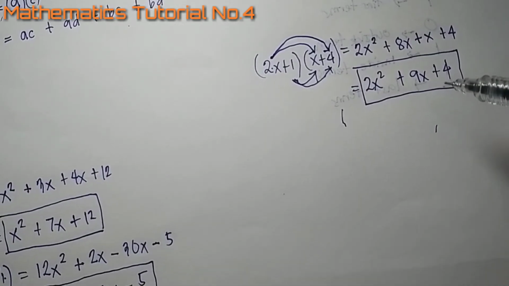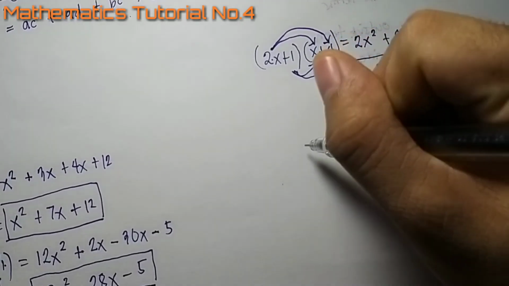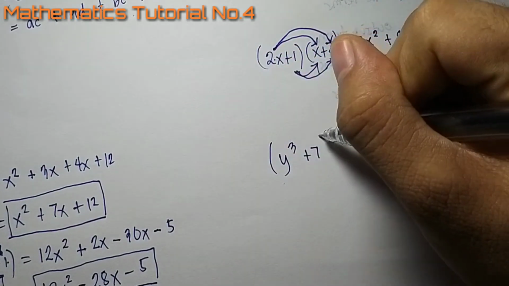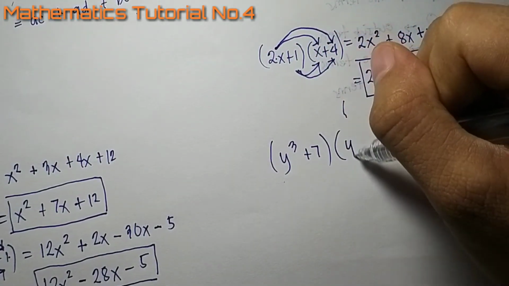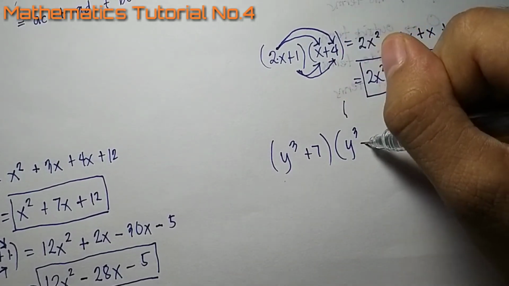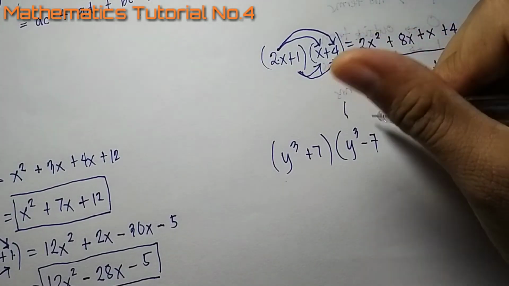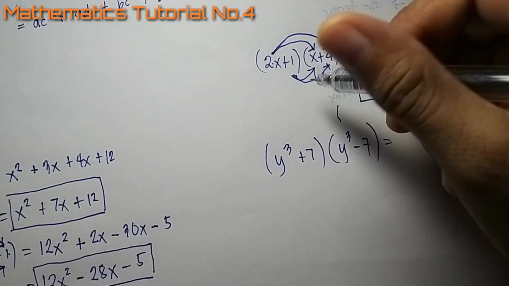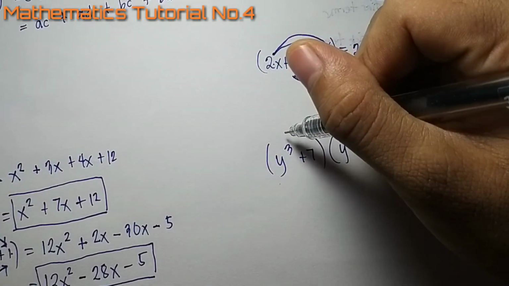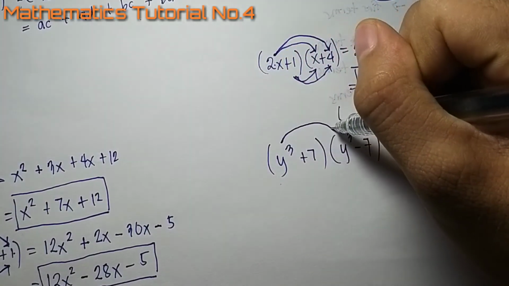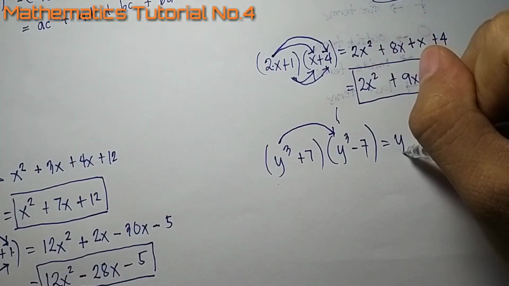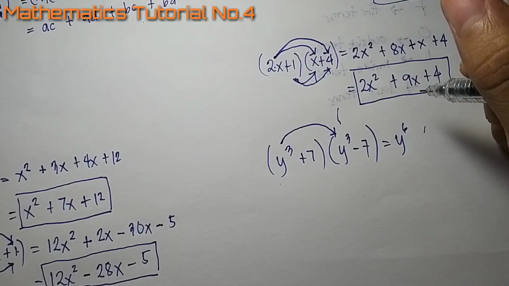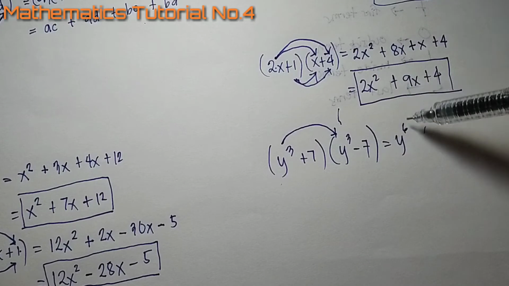Okay, another example. Okay, let's have y cubed plus 7 multiplied by y cubed minus 7. Okay. So, let's start with the first terms of our binomial. So y cubed times y cubed. So that is y to the power of 6. Okay, plus ba ang exponent? So 3 plus 3, that is 6.